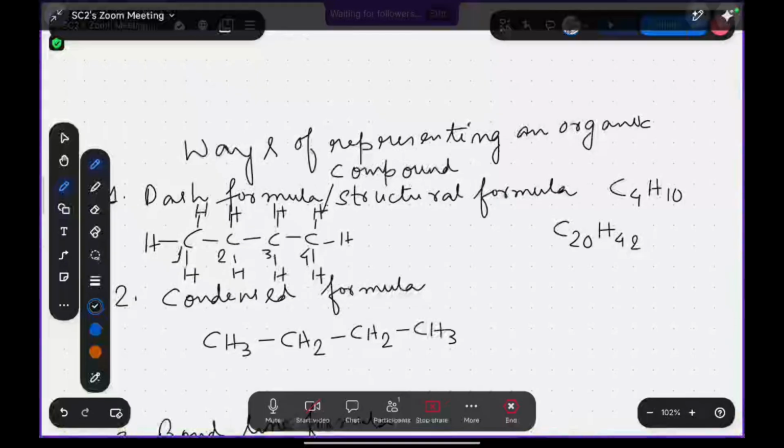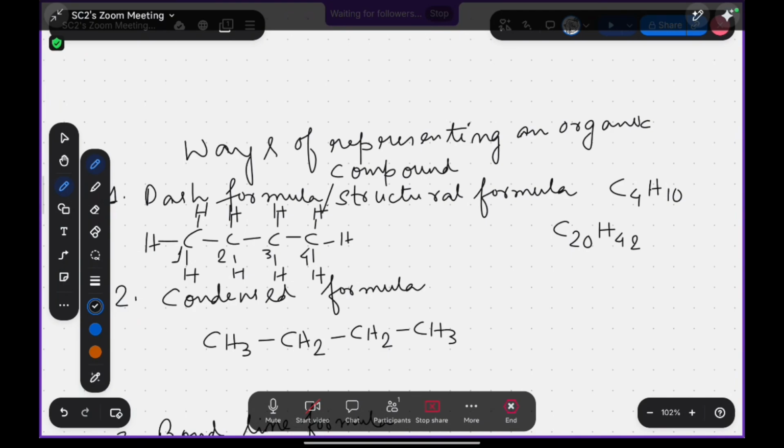It is still less hardworking, still less time consuming than the first formula. Dash formula is a very time consuming process. If it is a small molecule, it is okay. But if it is a big molecule, then representing all the bonds and all the atoms is difficult. That is why the dash formula is used very less. So the next one is condensed formula. In the condensed formula, you only show the carbon-carbon bonds, whether it is a single bond or a double bond or a triple bond.